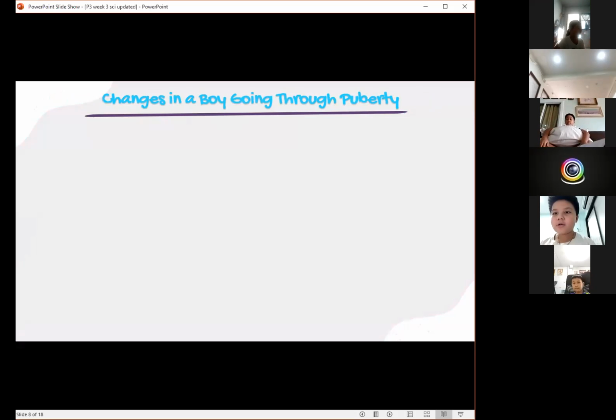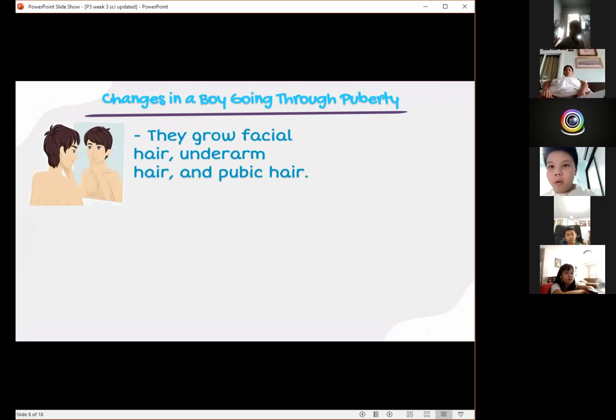Okay, now what are the changes in a boy going through puberty? Okay, first they grow facial hair, underarm hair, and pubic hair.